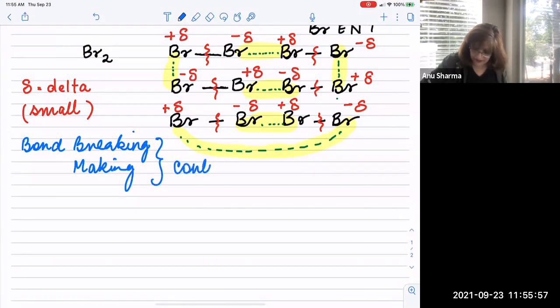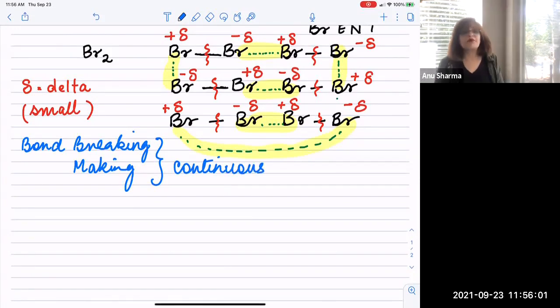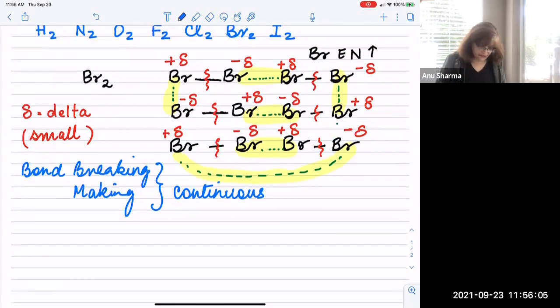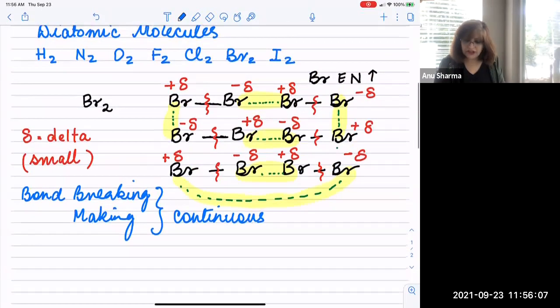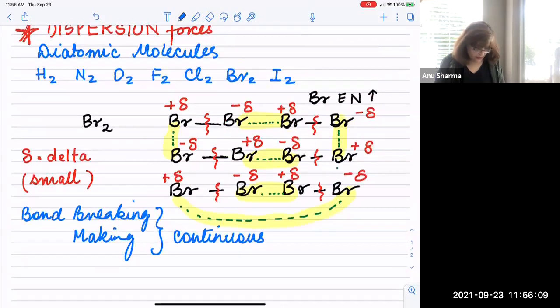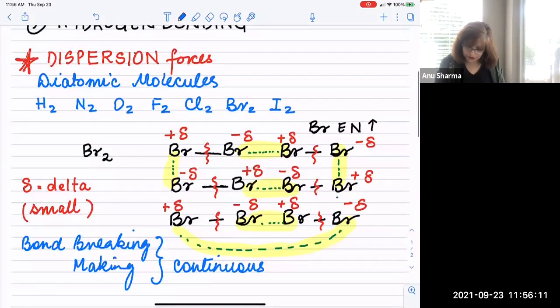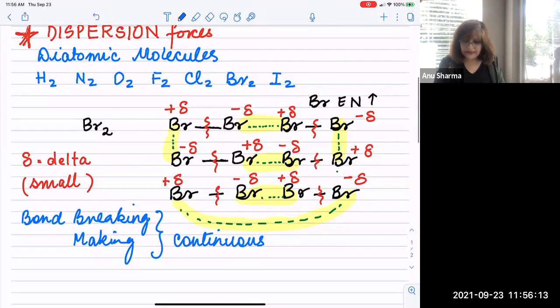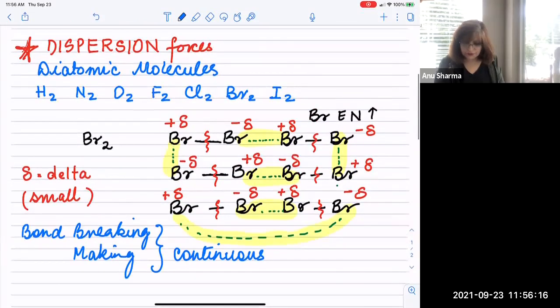This is happening even with oxygen with the double bonds, and even with nitrogen with the triple bond. Same thing. So this is the dipole-dipole attraction. Okay, I'm sorry, this is the dispersion forces. The temporary dipole is formed, but this is dispersion forces.